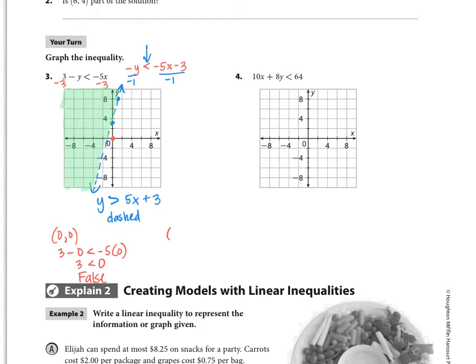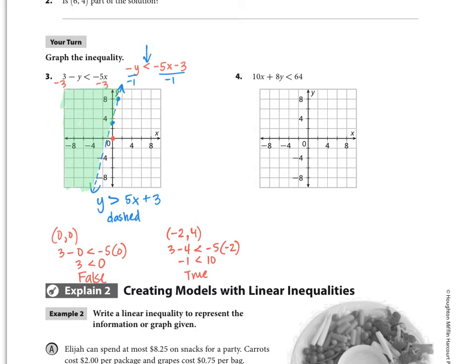So if I wanted to try another point, we want to pick an easy point, yeah. There really are no easy points in this shaded region. So -2, 4 should work for us. So it'd be 3 minus 4. Is that less than -5 times -2? Okay, so make sure you plug in the right numbers for x and for y. So I get 3 minus 4 is -1. Is that less than 10? Yes, that is true.